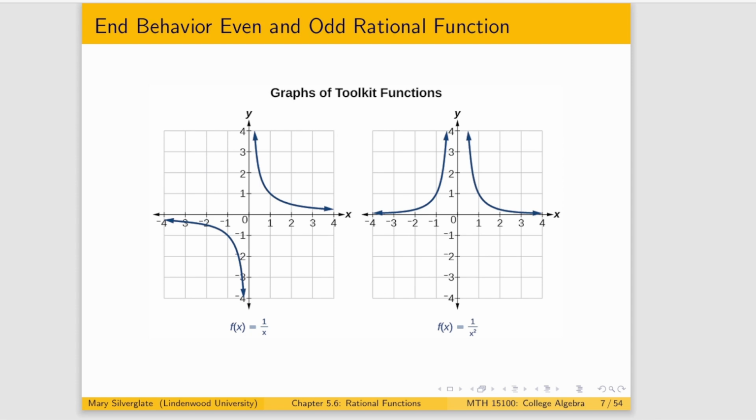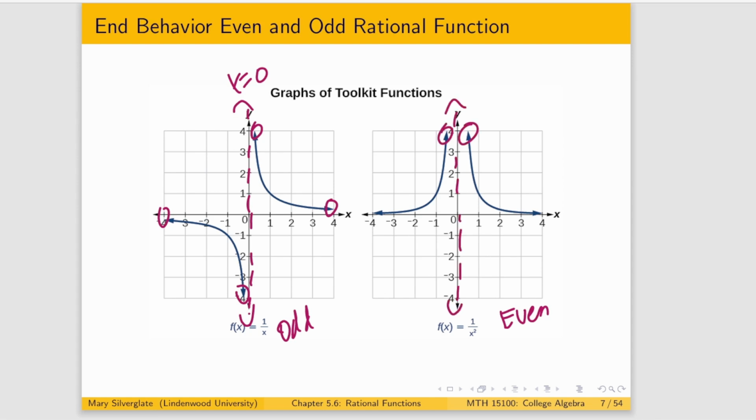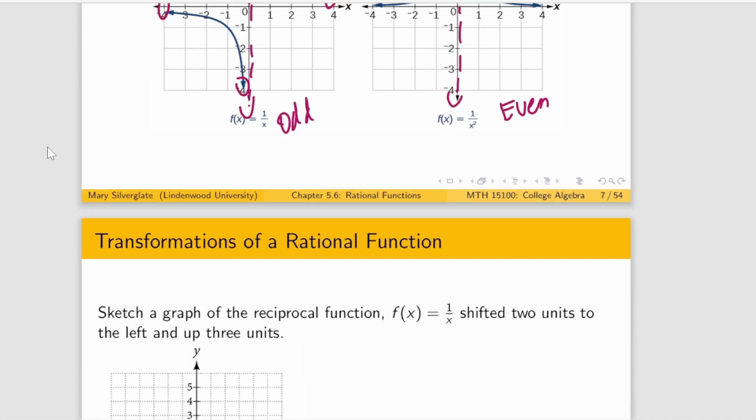You also could know, again, how an even rational function looks versus an odd rational function, as we touched on earlier. If it's odd, the branches are going to be facing opposite directions on both sides of the vertical asymptote, x equals 0. While if it's even, around that vertical asymptote they're going to be facing the same direction. That's the main difference between an even and an odd rational function.